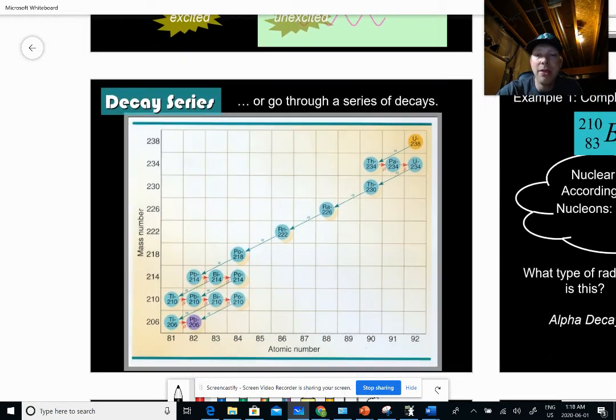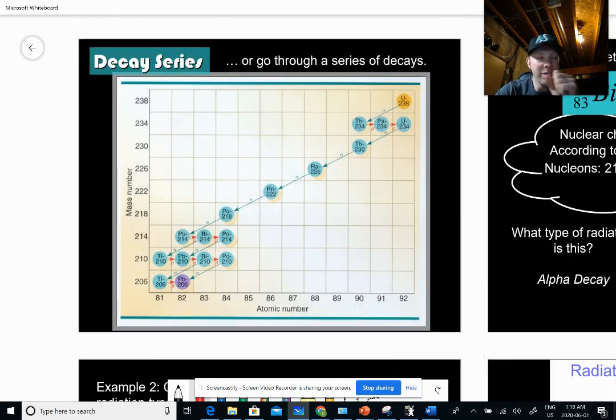All right, this is an example of something called a decay series. Basically what this is showing is that we start with uranium-238 and it's showing all the decays that are required in order for it to become stable, which is way down here as lead-206. So each one of these is a decay. Now what's interesting to note with this is that we have the mass number on the Y and the atomic number on the X. Sometimes they're switched, so these graphs can look kind of opposite, so you have to be careful when you look at them.